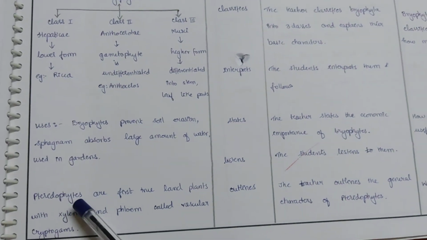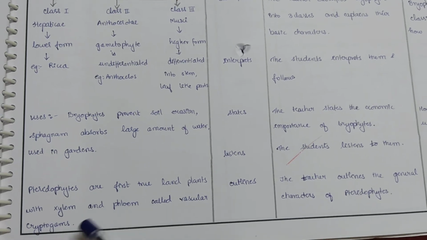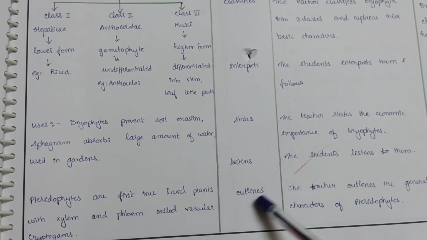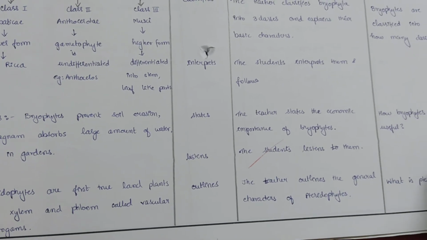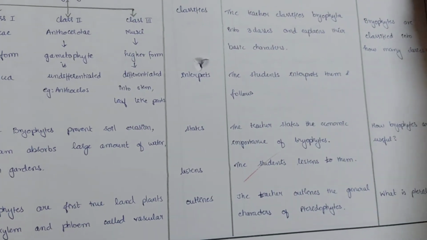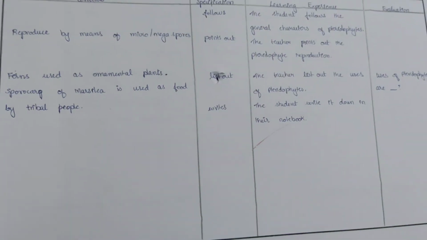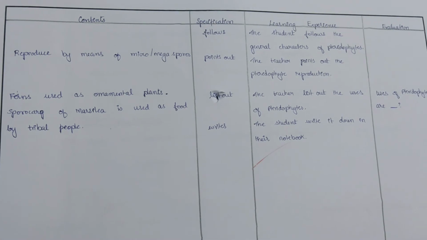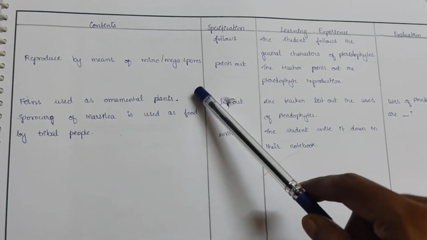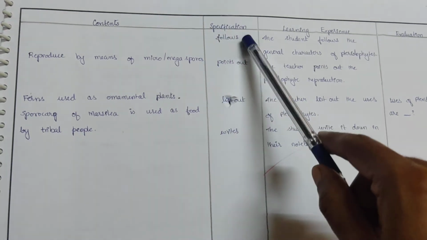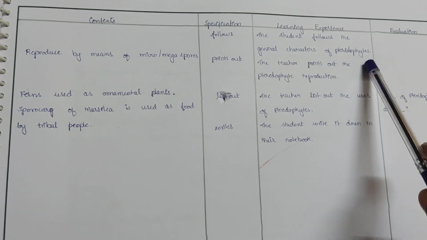Next content. Pteridophytes are first true land plants with xylem and phloem, called vascular cryptogams. The teacher outlines the general characters of pteridophytes. What is pteridophyte? Is the evaluation part. Before that, we complete this specification. The student follows the general characters of pteridophytes.